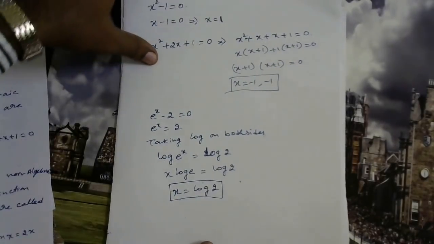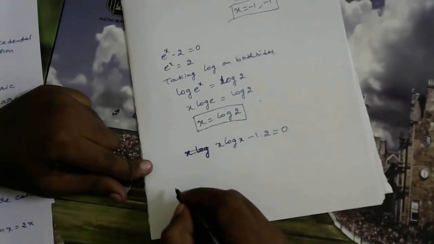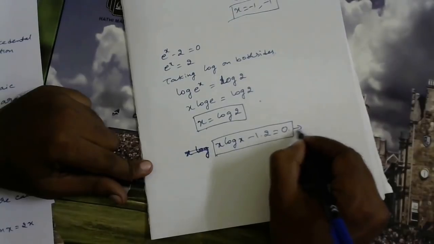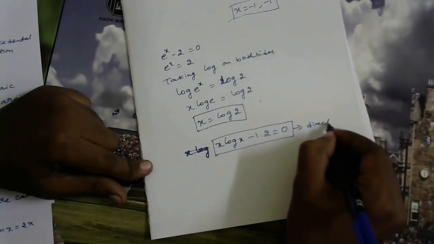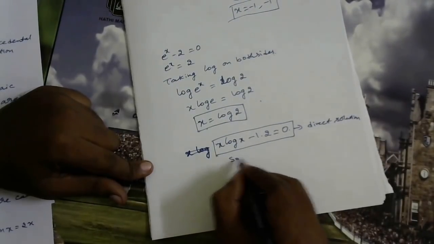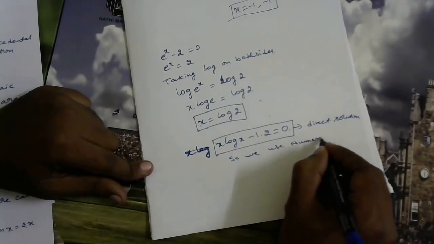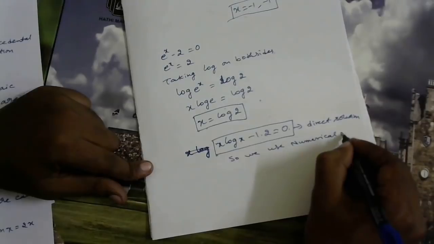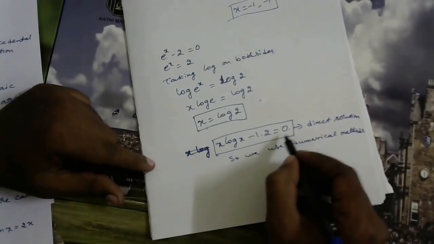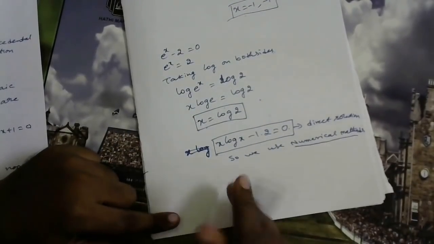Now x into log x minus 1.2 equals 0. For this problem you don't have a direct solution, so we use numerical methods. Directly you can solve, but it is very difficult, so for convenience we'll use numerical methods.